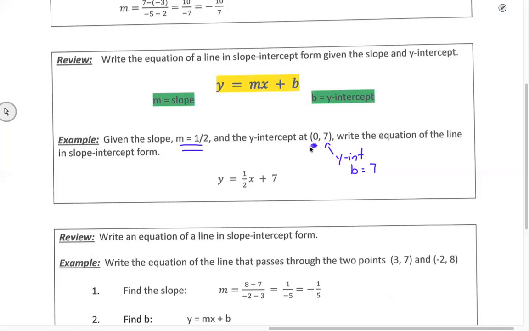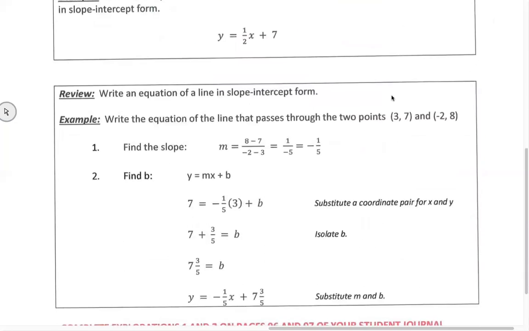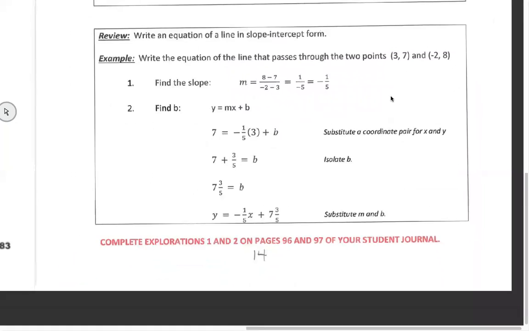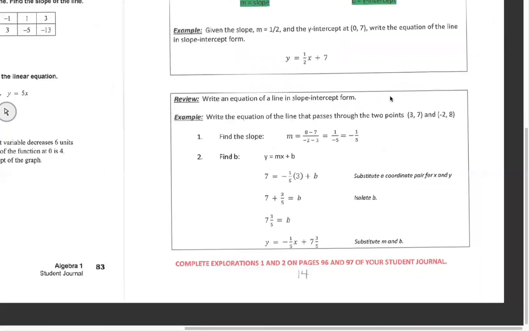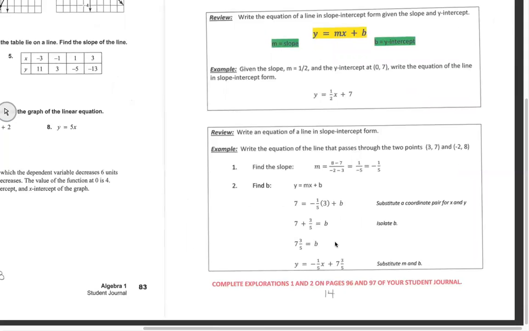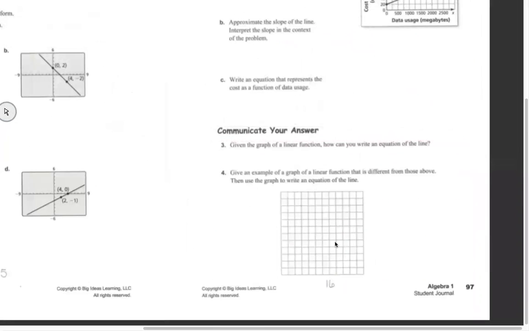All right? Are you guys okay with that? No questions with that? All right. So I'm going to skip this example for right now. All right, we're not there yet.